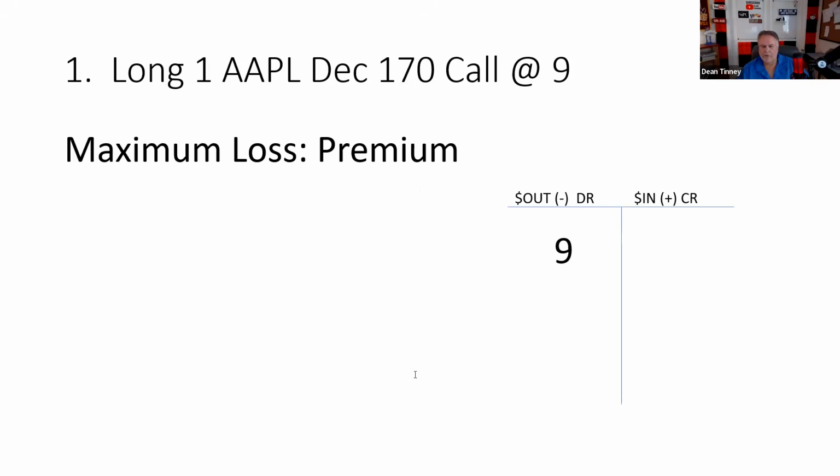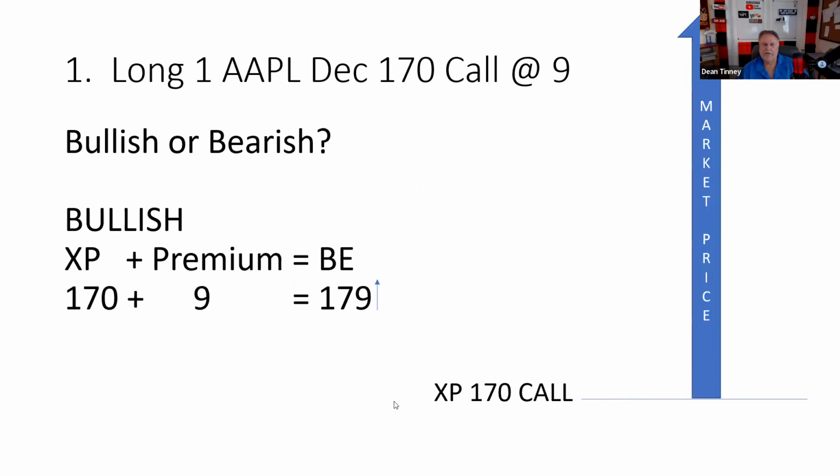All right, some people are visual, so let me show you a visual representation of this. Here's the call contract we're working on, and there's our 170 call, and our break even was here at 179. And we said at 179, we break even, and nobody does things to break even. We do things to make money. So what we want is for this to be above here, because if it's above here, let me make that green.